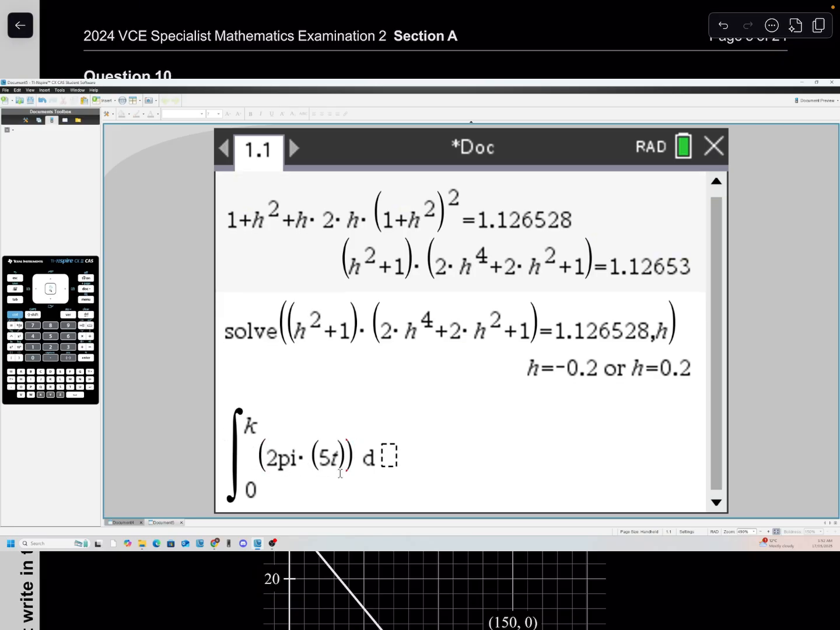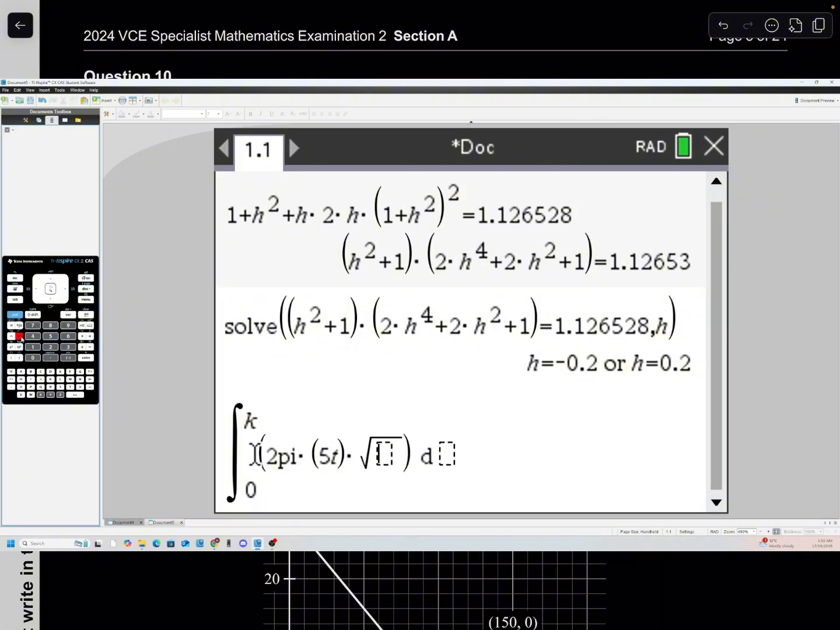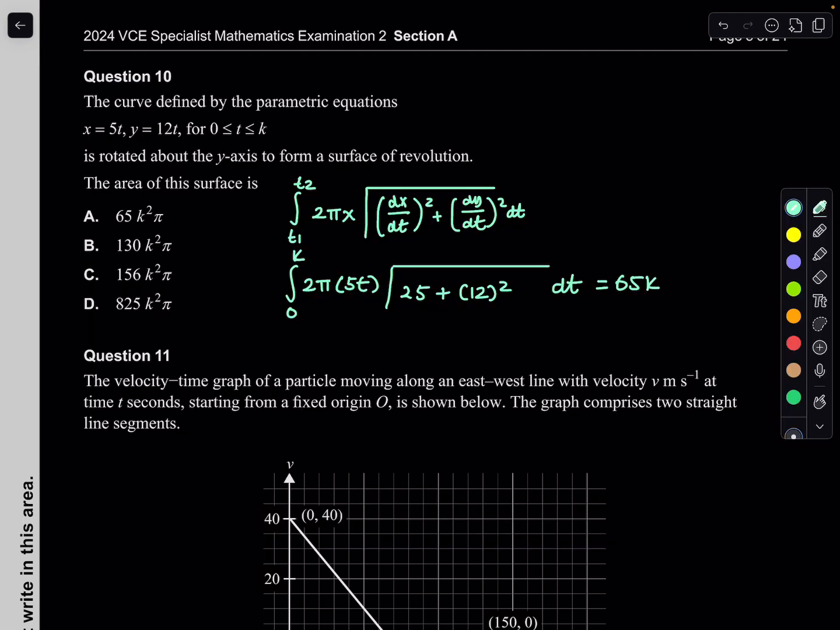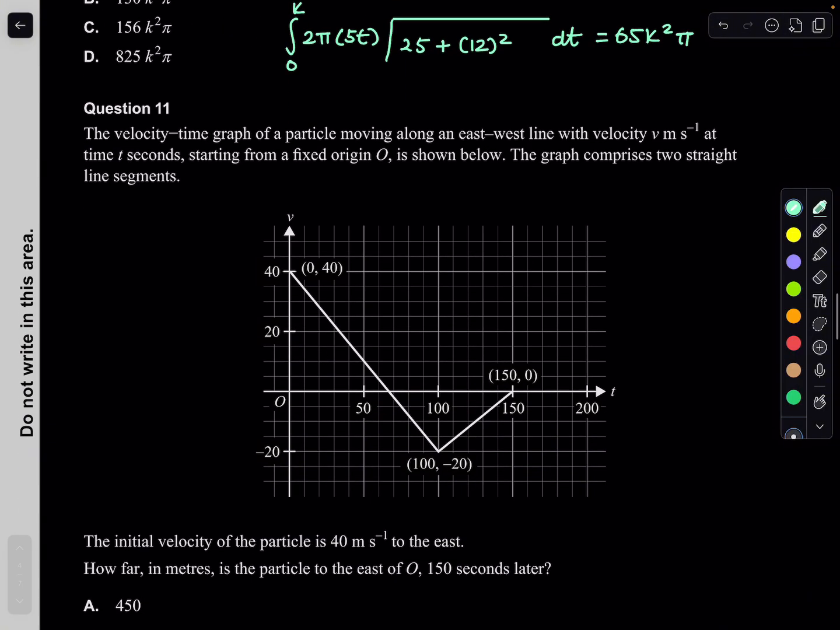Okay, just want to make sure, yep, 2 pi times that, times the square root, basically 25, and 12 squared is 144, dt, which gives you 65k squared pi. Let's write that now. So 65k squared pi looks like 10 is A. Beautiful.